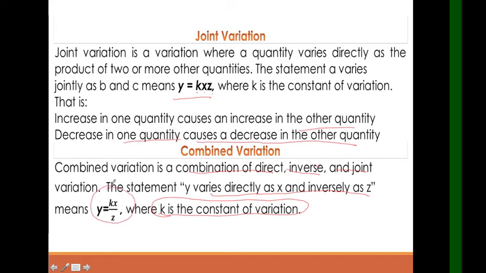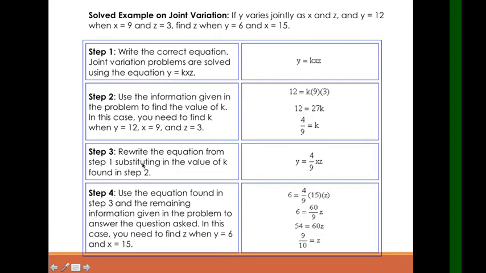Actually, pag combine, iba-iba yung formula natin. So nakadepende kung joint ang gagamitin, okay? Or kung ano pa man, kung siya ba ay inverse or direct variation. Now, let's have an example of joint variation.